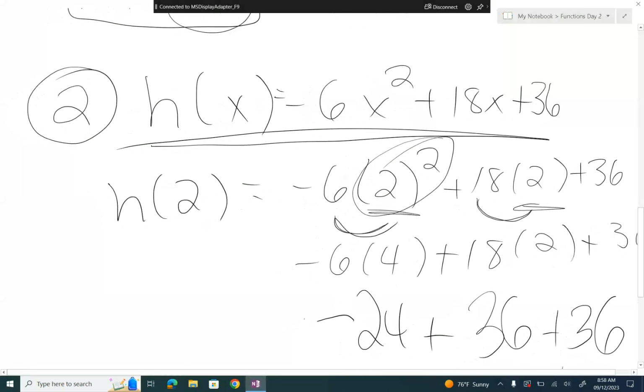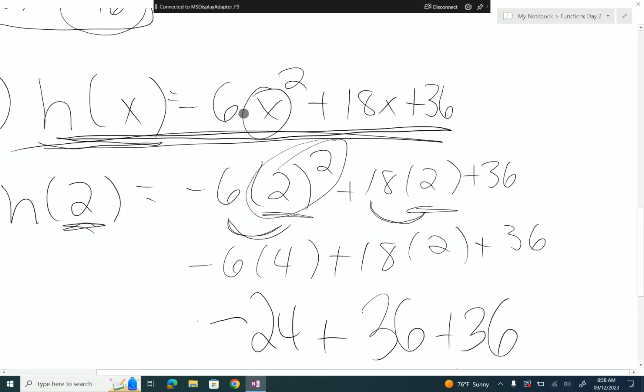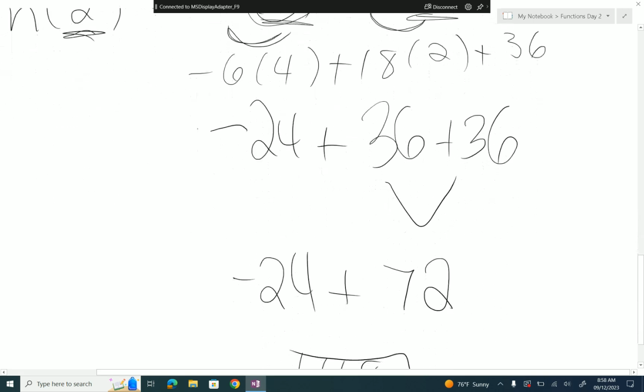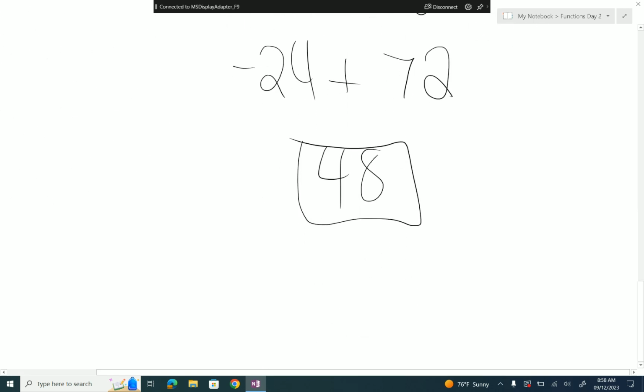So going back, I was given h of x is equal to this function, this quadratic. I wanted to find h of 2, so I plugged in a 2 everywhere I saw an x. So I put a 2 here and here. And then I had an order of operations problem. So we want to go parentheses, exponents, multiplication, division, addition, subtraction. So first we took care of the exponent, then we took care of the multiplication, and then we just simplified. And we got 48, and that is our final answer.